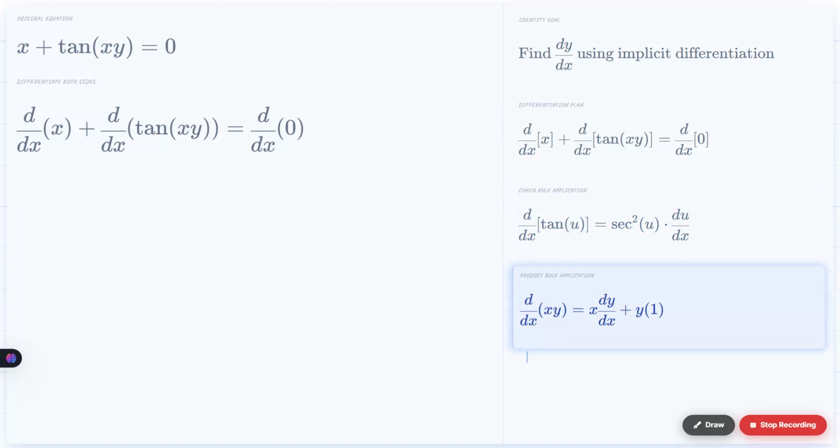We note the rule for x times y. We do this to solve the inside of the tangent part. The rule says the derivative of x times y is x times dy divided by dx plus y times 1.